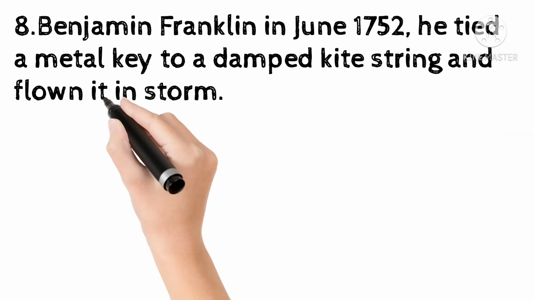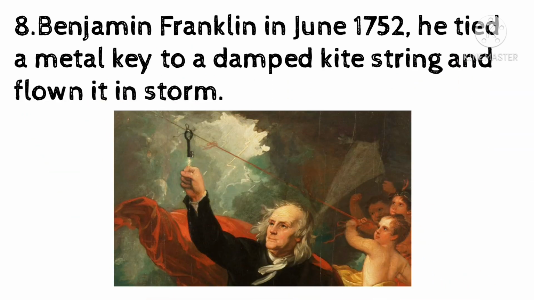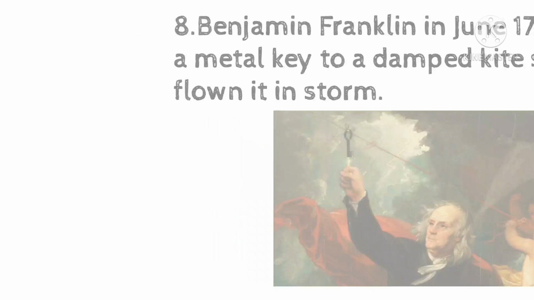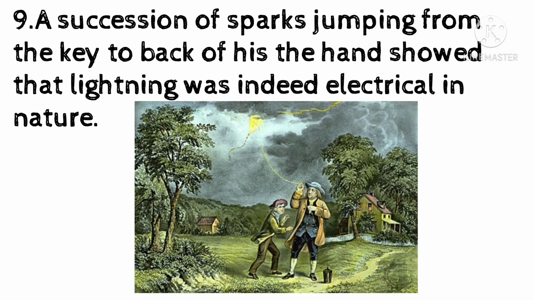Benjamin Franklin, in June 1752, tied a metal key to a damp kite string and flew it in a storm. He tied a key to a kite string and flew it in the storm or thunder. A succession of sparks jumping from the key to the back of his hand showed that the lightning was indeed electrical in nature. The experiment was successful and Benjamin Franklin got to know that lightning is also electrical in nature.